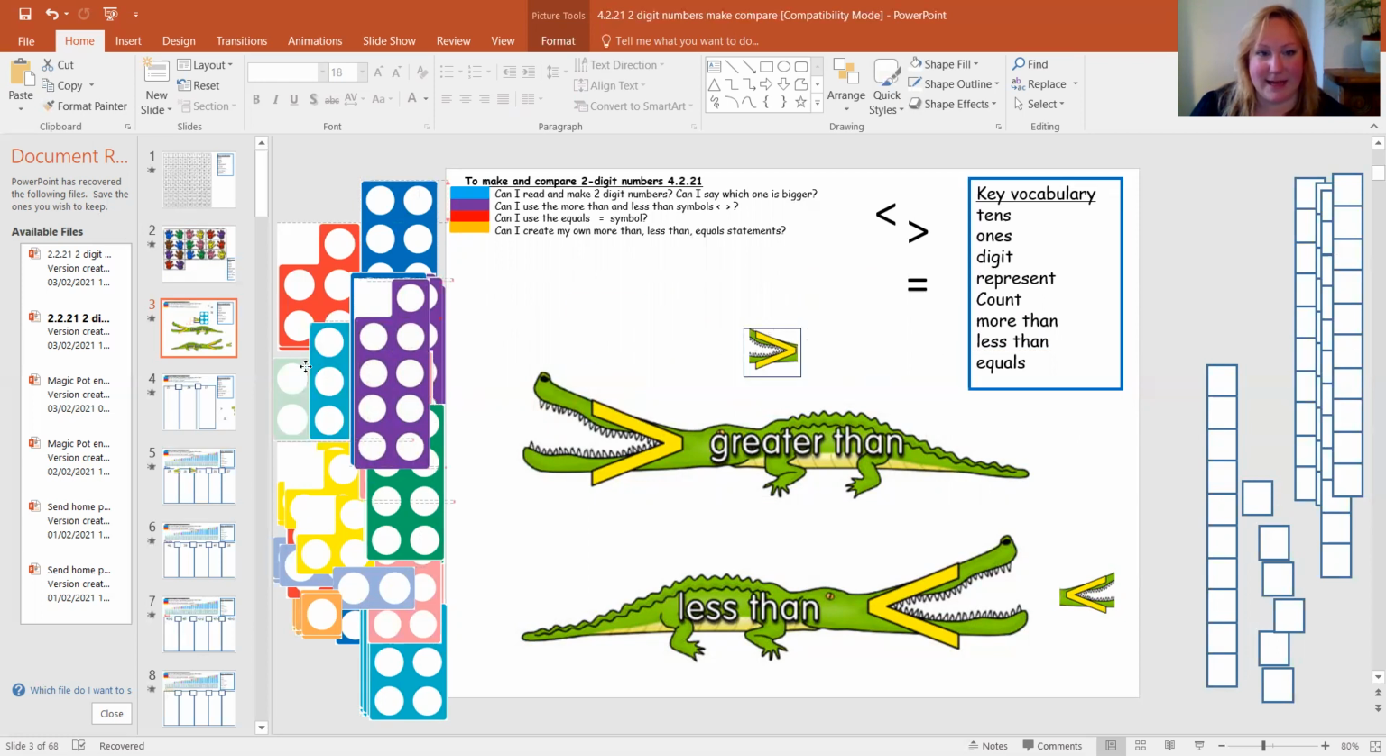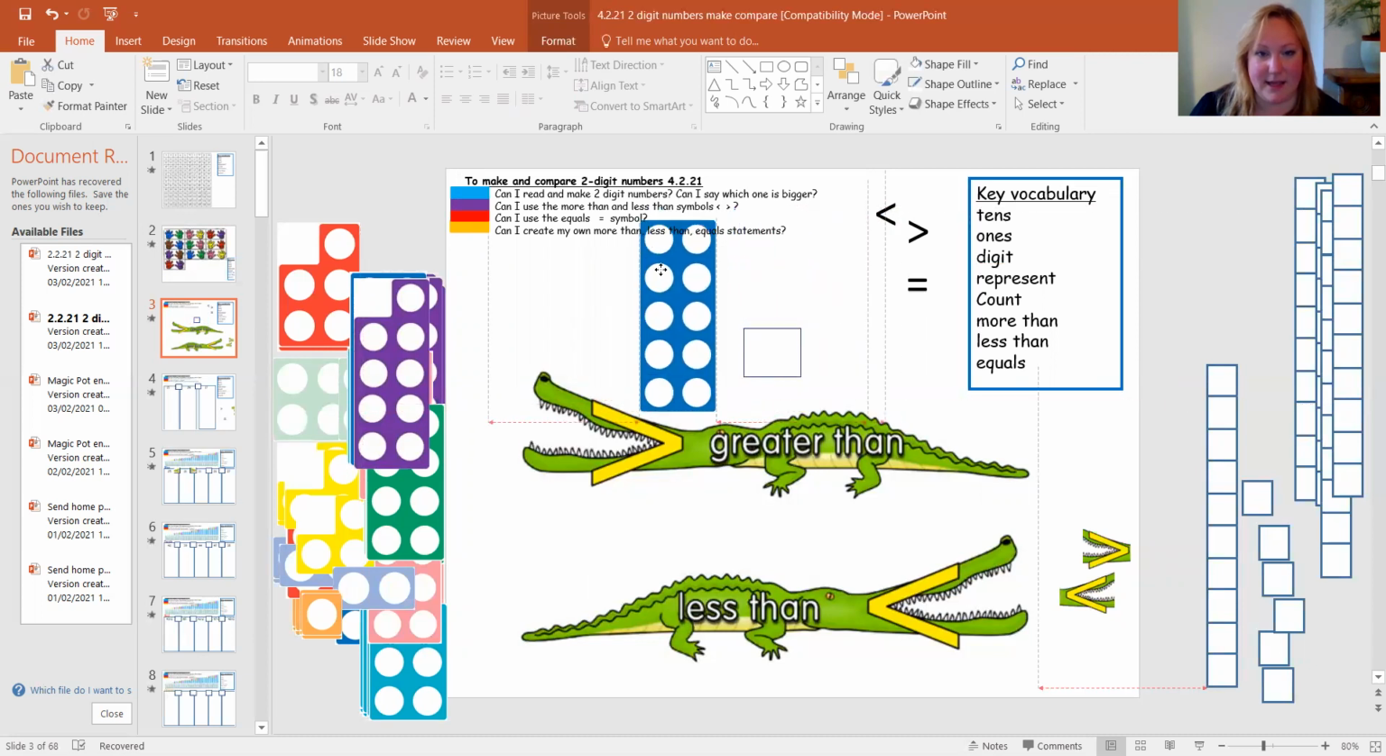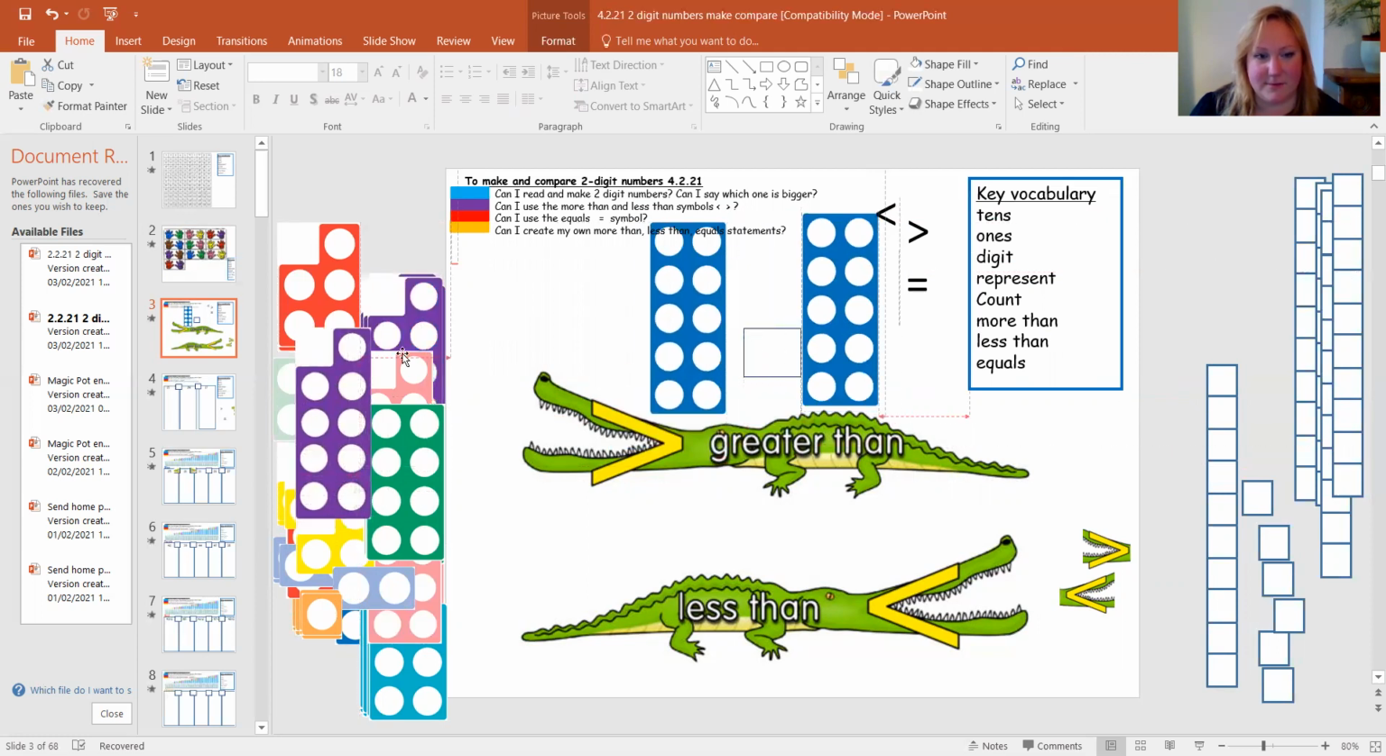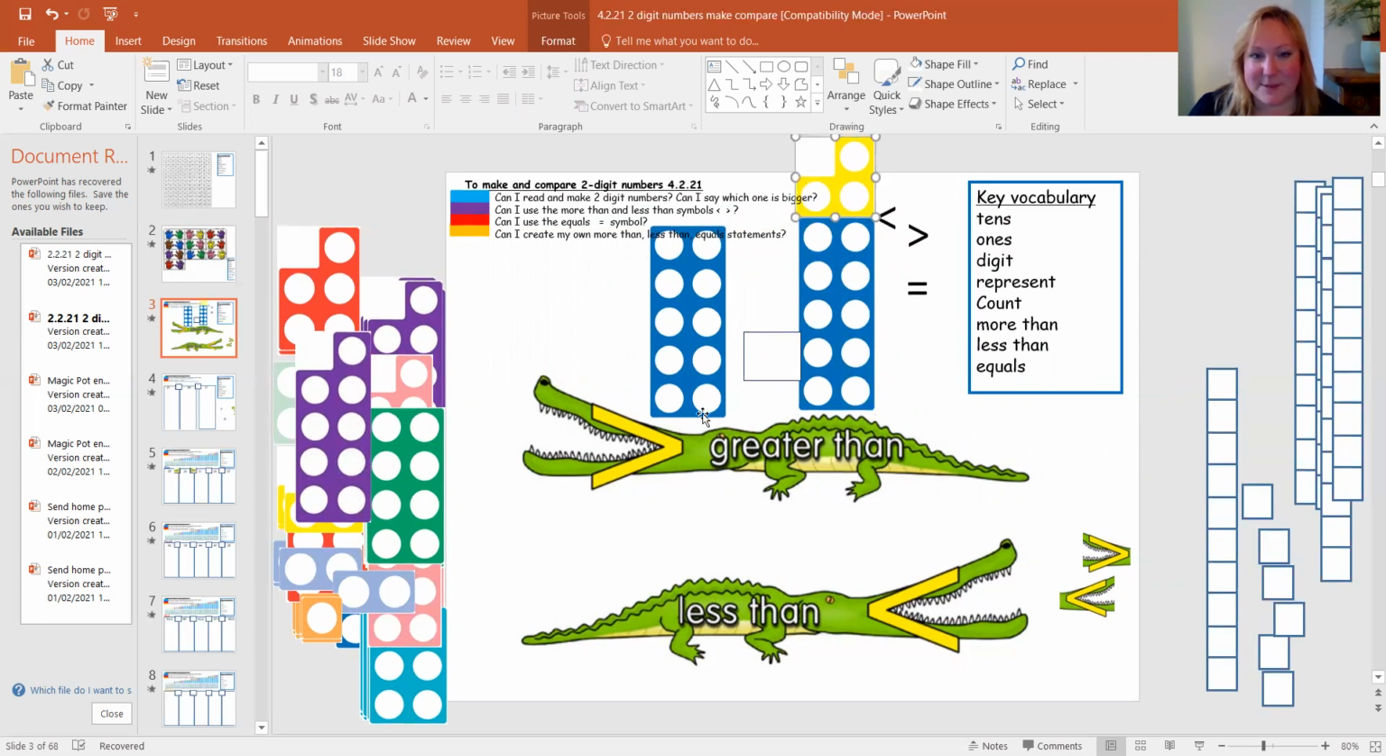Let's try another one. Let's pretend I move my 7 and my 6. Let's try 10 here, and let's try 13. So we've got 10, and we've got 10, 11, 12, 13. 10 and 13. Now the crocodile's hungry. Which one is he going to want to eat more? 13. That means that 10 is less than 13. Really good maths, everybody.